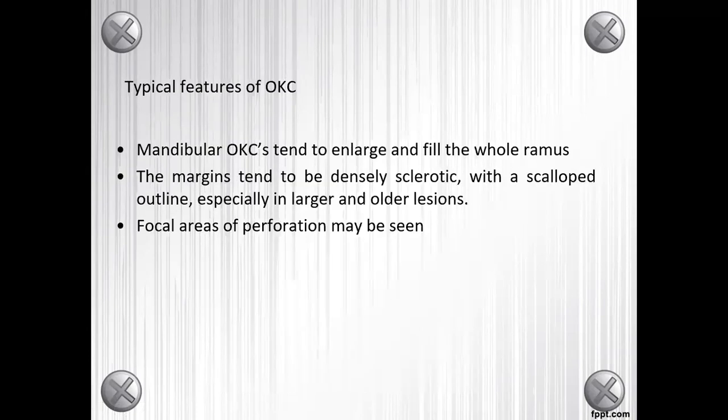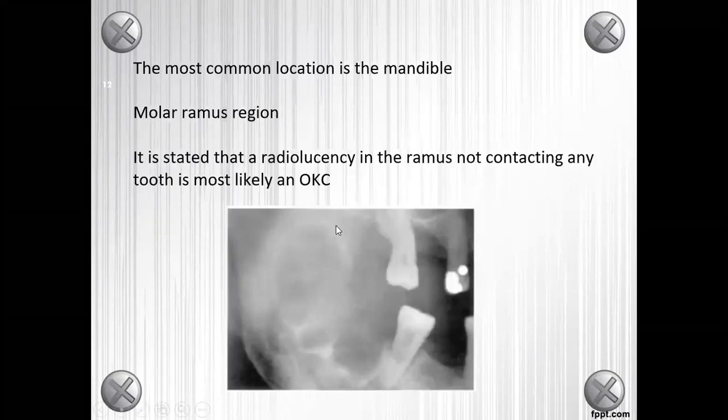Now, what are the typical features of your OKC? Basically, this OKC will fill the whole ramus area. The margins can be sclerotic with a scalloped outline. Can you see this? These are the margins. That is where your lesion will be present, the border up to which the lesion extends. And within that you have the scalloping you see here. The margins are till here where the border ends, and then this is called scalloping.